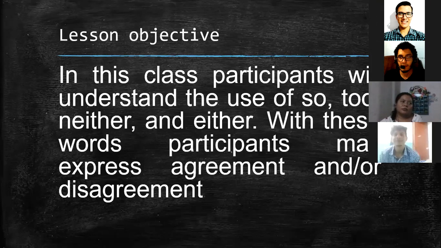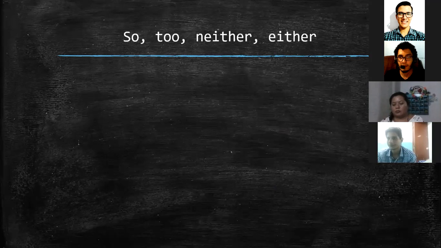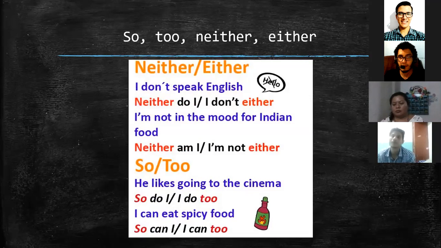Okay, in this class, participants will understand the use of so, too, neither, and either. With these words, participants may express agreement and or disagreement. Okay, thank you very much. Now, let's continue with this, right? I have a lot of material today. So, too, neither, and either. And this is the example, right?